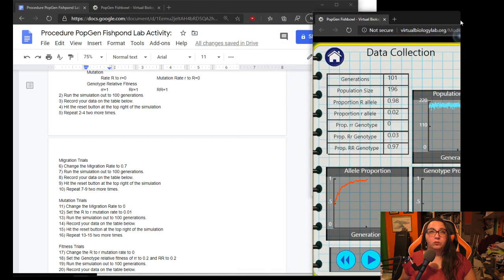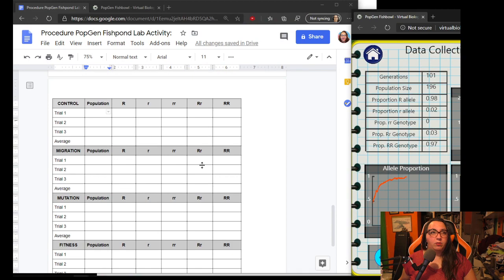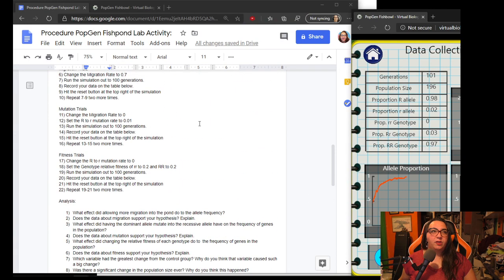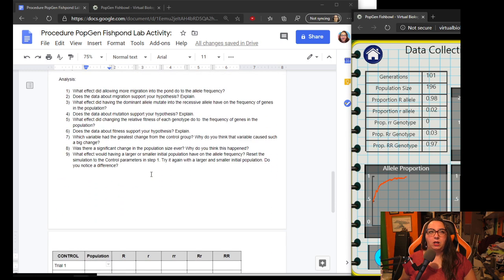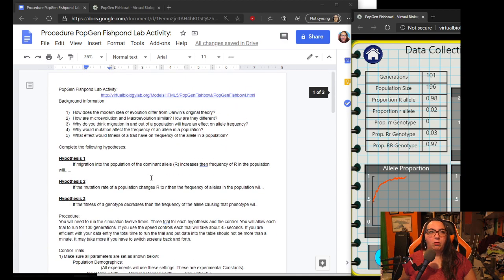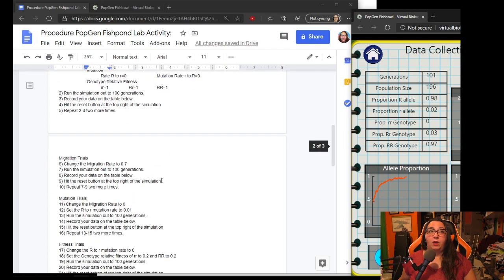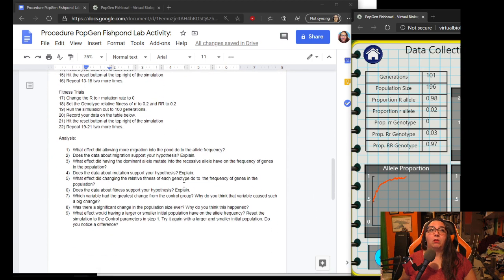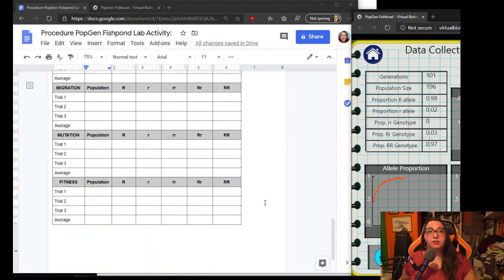Down here in the migration trial 1 and keep continuing. The procedure is there. It's pretty clear. Read the directions if you're not sure. And then once you're done, there are 9 analysis questions you need to answer. Okay. You are being graded on the 5 background questions, the 3 hypotheses, and those 9 analysis questions, and a complete data table. You got to have all that stuff for the lab.